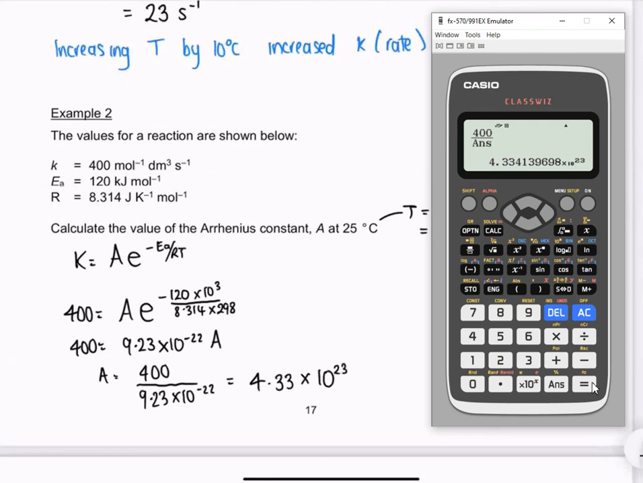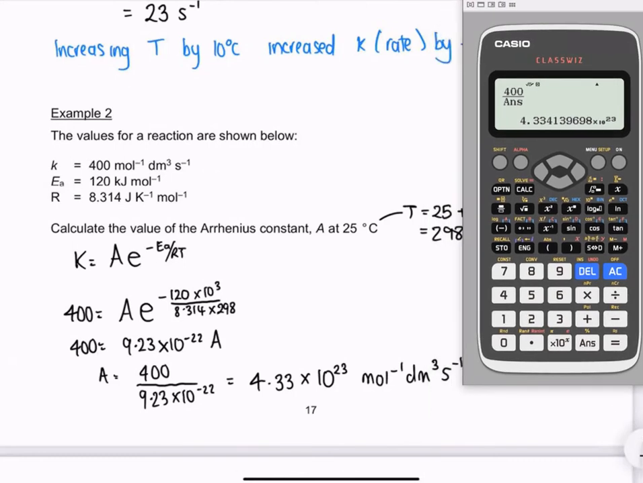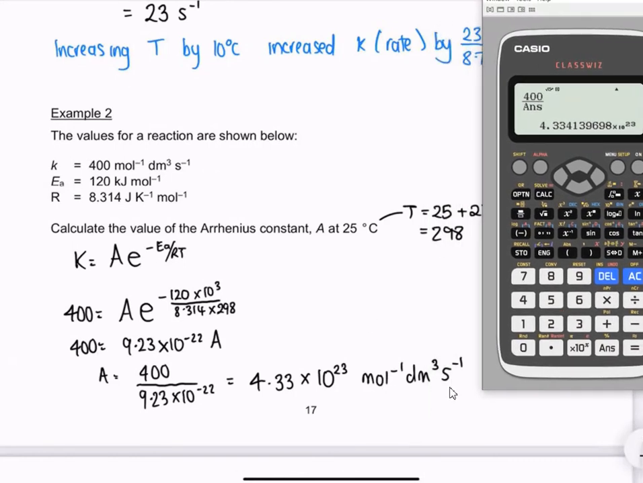Now, what units will this have? This is the value for A. What units will it have? It will have the exact same units as K, because K and A always do. And if I looked at this, I could tell you that this was an equation that was overall second order from those units, because we've had experience of using those units before. So there we go. Moles to the minus 1, dm cubed seconds to the minus 1. So that's our first video on using the Arrhenius equation.